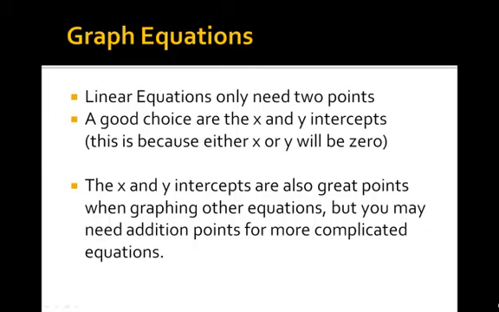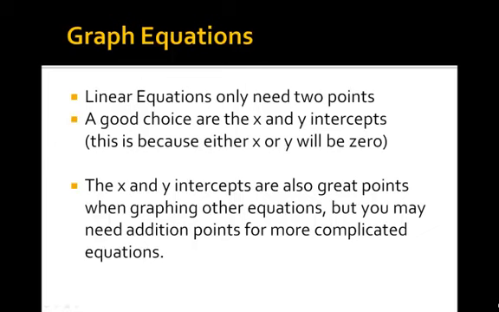Now, 2 really good choices for points, if you're only using 2, are the x and the y intercepts. This is basically where the graph of the equation crosses the x-axis and where the graph will cross the y-axis. The reason why these are really 2 good points to choose is that either x or y will end up being a 0.